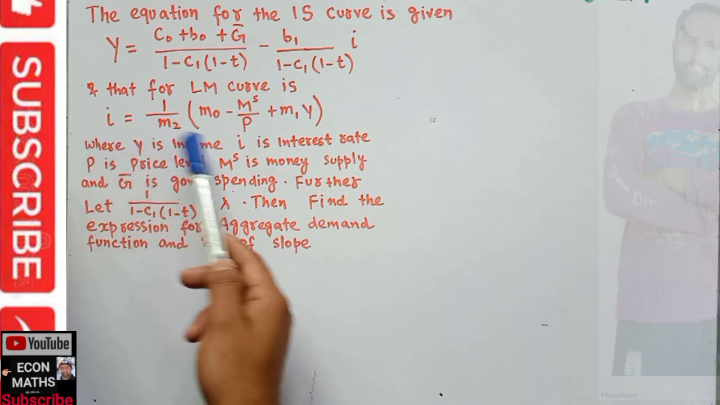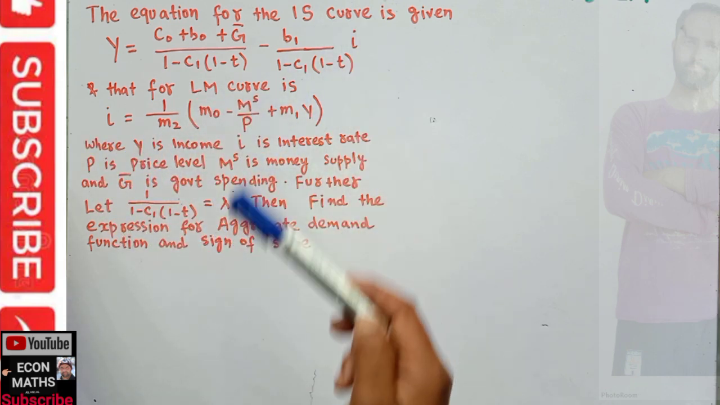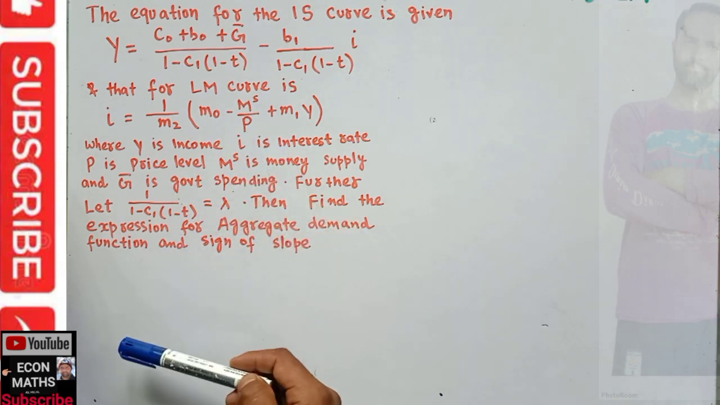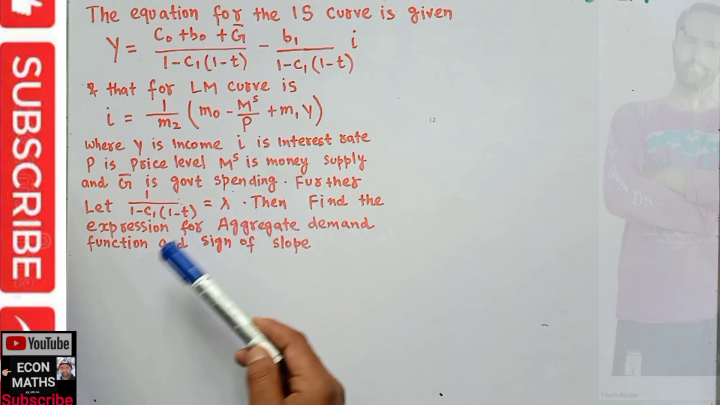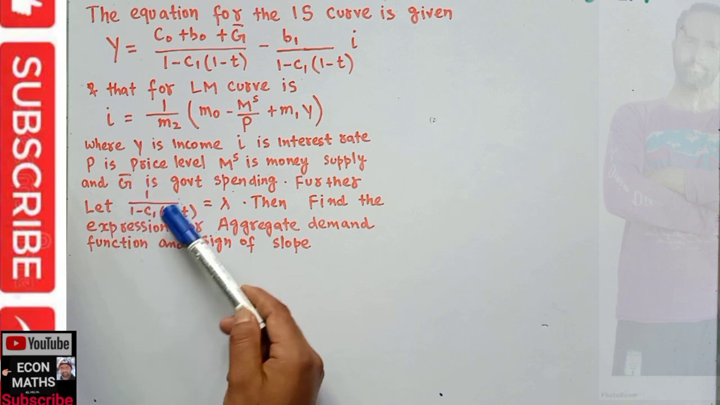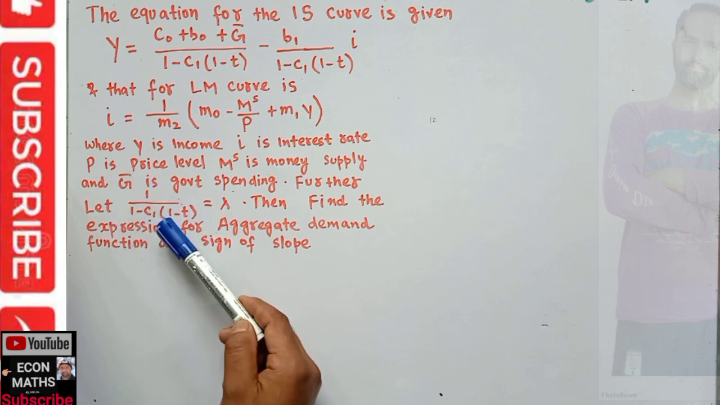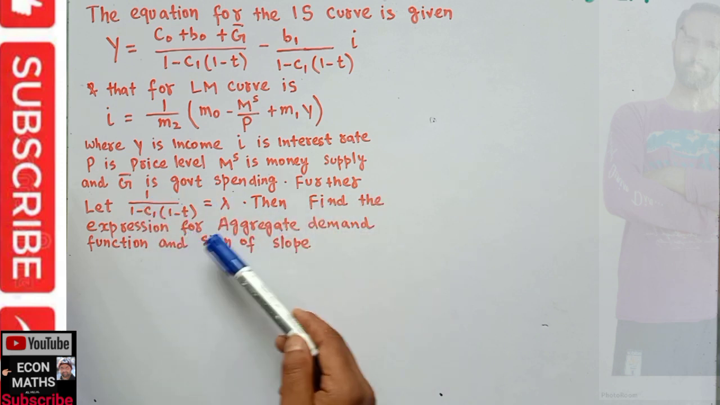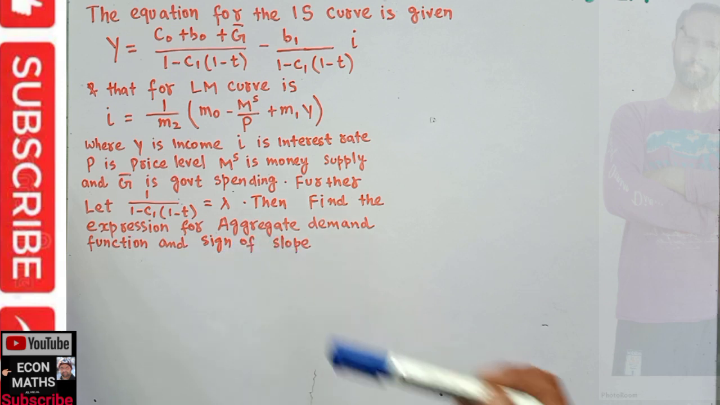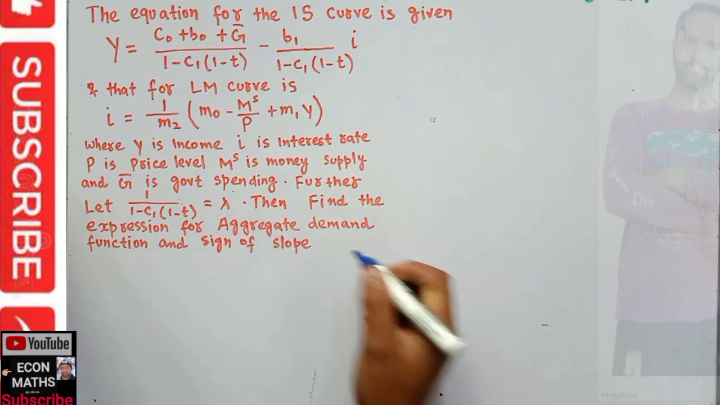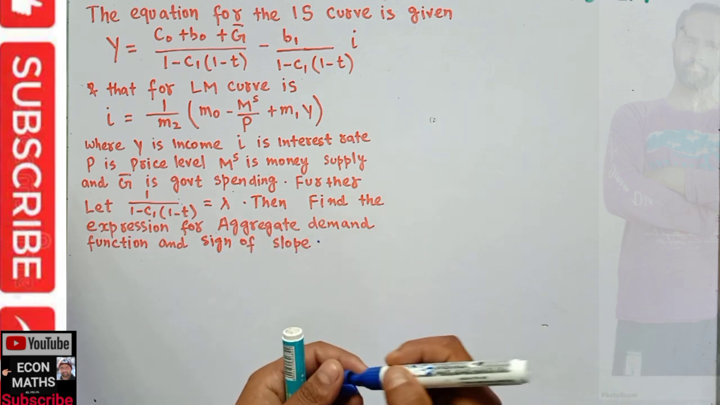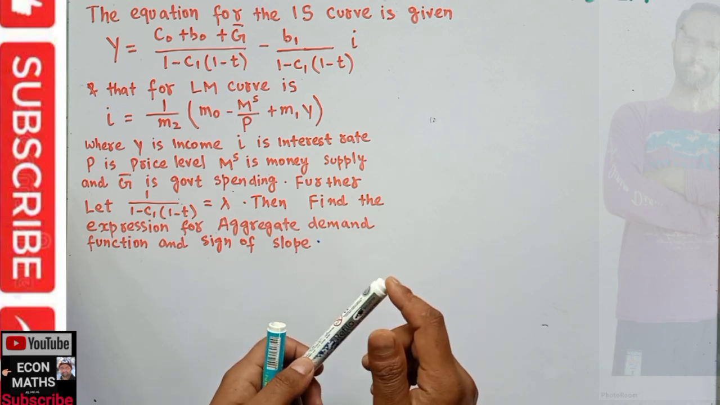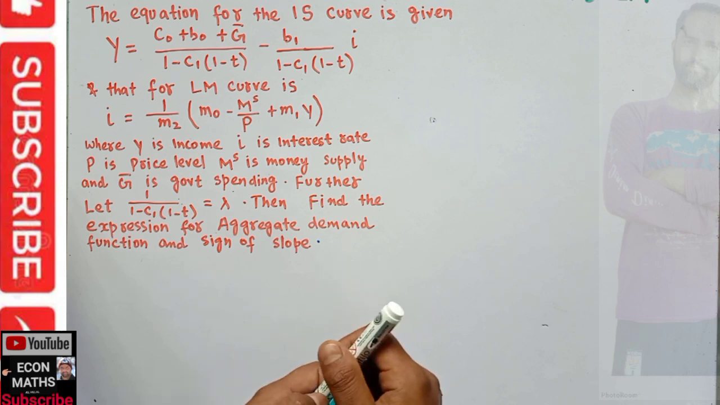Where Y is the income, I is the rate of interest, MS denotes our money supply, and P is the price level. Further, we are told that this term 1/(1 - C1) * (1 - T) is equal to lambda. Then find the expression for the aggregate demand function and the sign of the slope. We need to find out the expression for the aggregate demand function and the sign of the slope.